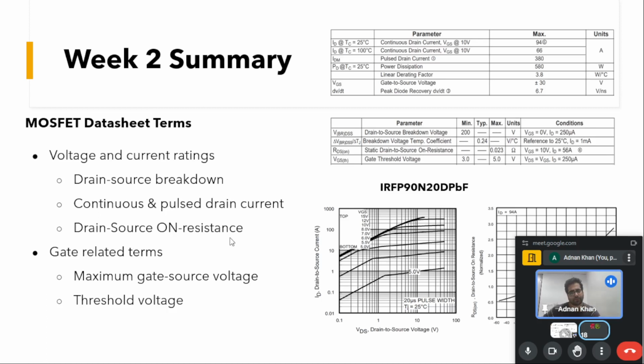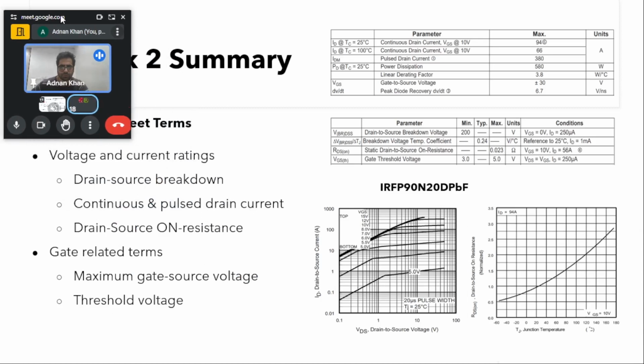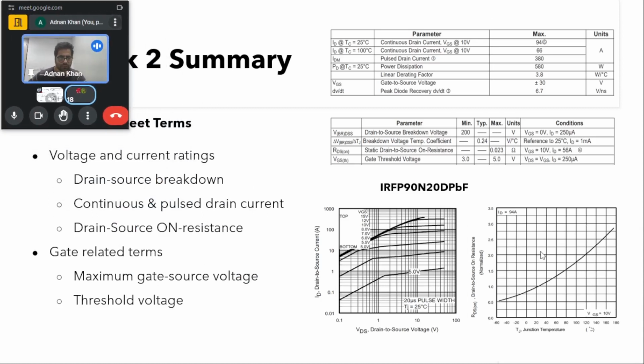Similarly, the drain source on resistance will be given here, and other aspects like what gate source voltage is needed, what the maximum gate source voltage is, and what the threshold is. You can see the VGS is given as plus minus 30 volt. There is a variation here, and these are the ranges of voltages around which my device will work. Also you can see the losses associated with it, the power dissipation. You will also have certain graphs, like junction temperature and RDS on.